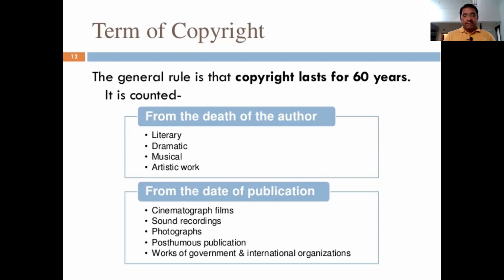Sound recording, then photograph, posthumous publication. What is the meaning of posthumous publication? A publication which takes place after the death of a particular person. Now, let us take the latest example of Sushant Singh Rajput. His Dil Bechara movie has been released after his death. That release is called posthumous publication. Works of government and international organizations. So all these categories come under the 60-year period after the publication, not for the life as has been provided in the previous case.